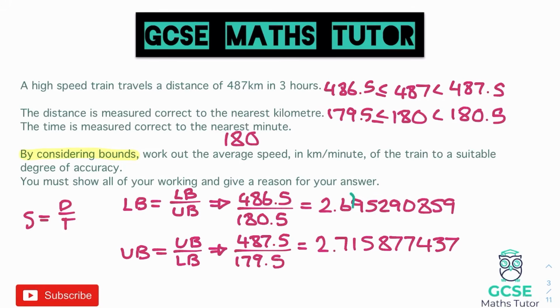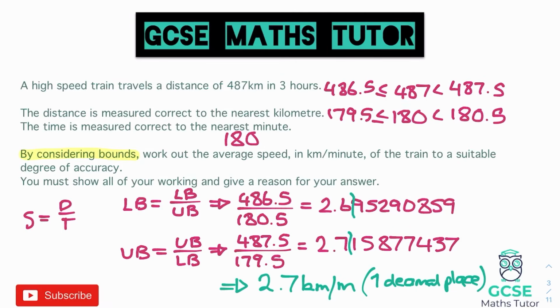So let's go to 1 decimal place. And there we go, to one decimal place. The top one rounds to 2.7 and the bottom one also rounds to 2.7. So our final answer here is going to round to 2.7. So we'll say 2.7 kilometers per minute. And the reason there is that we've rounded it to one decimal place, or we could say two significant figures, either one. So I'm just going to write as my reason, one decimal place. Obviously you could say two significant figures there as well, but there is my reason, and there is my answer, 2.7 kilometers per minute, and my reason there, one decimal place.